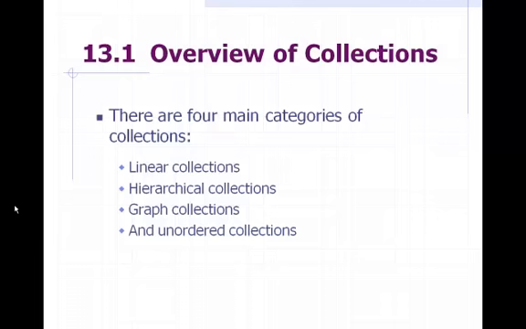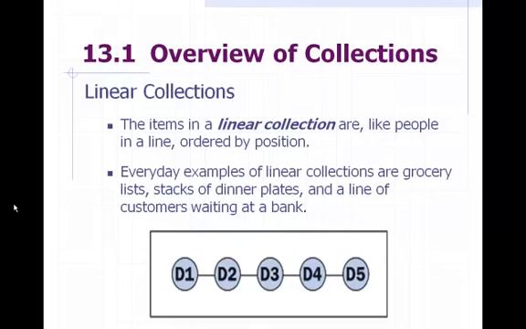The four main categories of collections, of which we will only study one really, are the linear, hierarchical, graphical, and unordered collections. And the book has really nice images for those. A linear collection, like our arrays and array lists, is like people in a line, ordered by position, and their placement relative to another item is fixed.